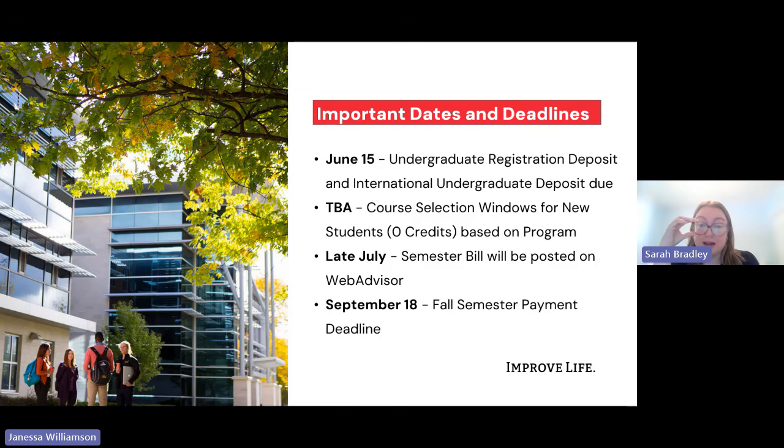We had TBA for course selection windows because we just learned those this morning. That's the July 9th date, 8 a.m. for BA students, 1 p.m. for the other degree programs here today: Bachelor of Applied Science, Creative Arts, Health and Wellness, and Bachelor of Arts and Sciences. Late July is when your semester bill will be posted on WebAdvisor, and September 18th is the fall semester payment deadline.